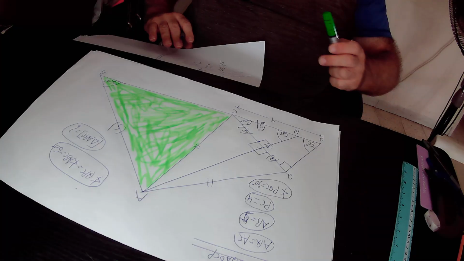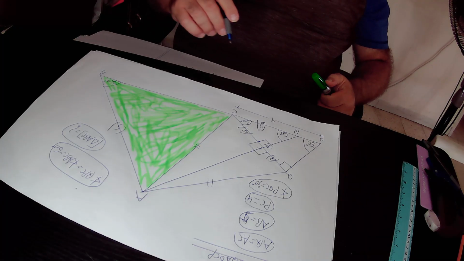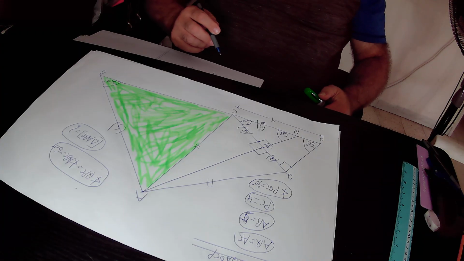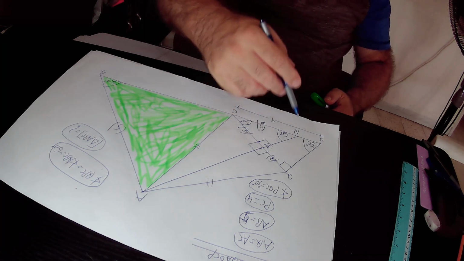In the next step, I'm copying the big triangle ABC in a new page, and we will analyze this big triangle ABC.